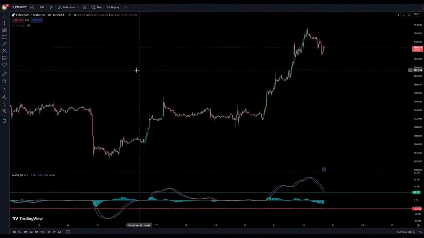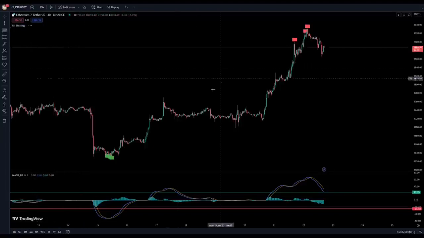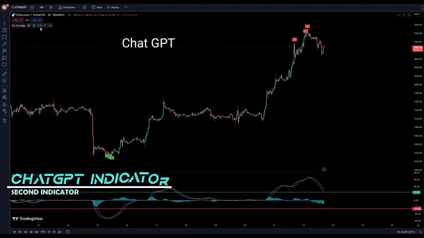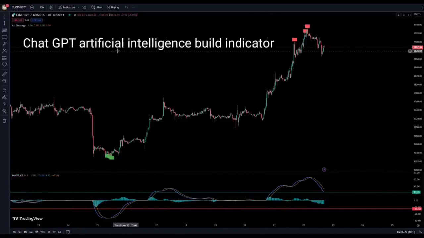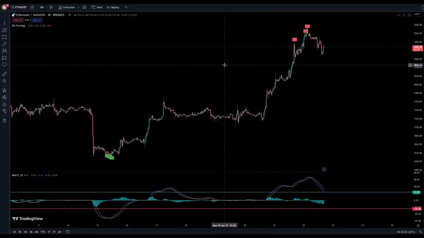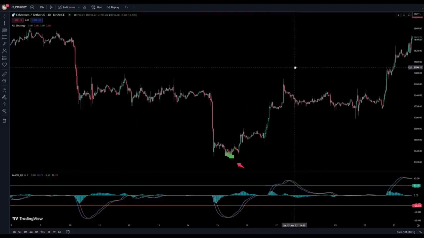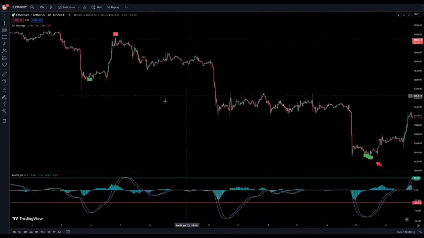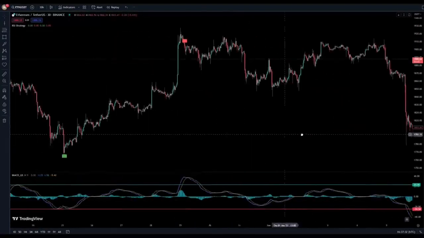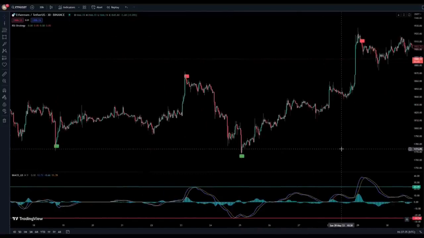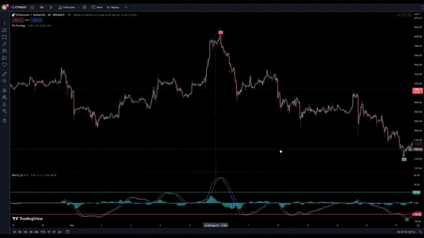Now let's get to the introduction of the second indicator. I add the second indicator to the chart. This indicator is made by ChatGPT. I have only given the conditions to ChatGPT, and ChatGPT has made this indicator for me using the RSI. This indicator is our second confirmation. See, it gives sell and buy signals at the best positions possible on the chart. If you look closely, you clearly can see it's very accurate.